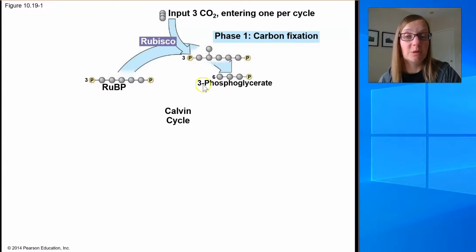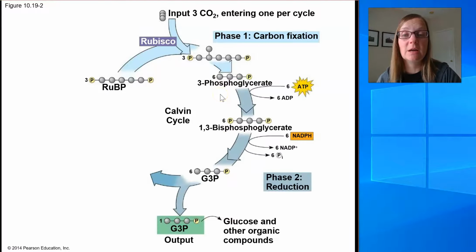So from here, we have to remodel this molecule to make our G3P. And this is the second stage of the Calvin cycle, which we call the reduction phase. Here, we're going to use a lot of ATP to reorganize the molecules, using the phosphates from the ATPs. We're also going to use a lot of those electrons from the NADPHs. So this is where the reduction takes place. We're going to add the electrons to these molecules that we're using as intermediates to eventually make the G3P. And so at the end of the reduction phase, we have now made 6 G3P molecules.